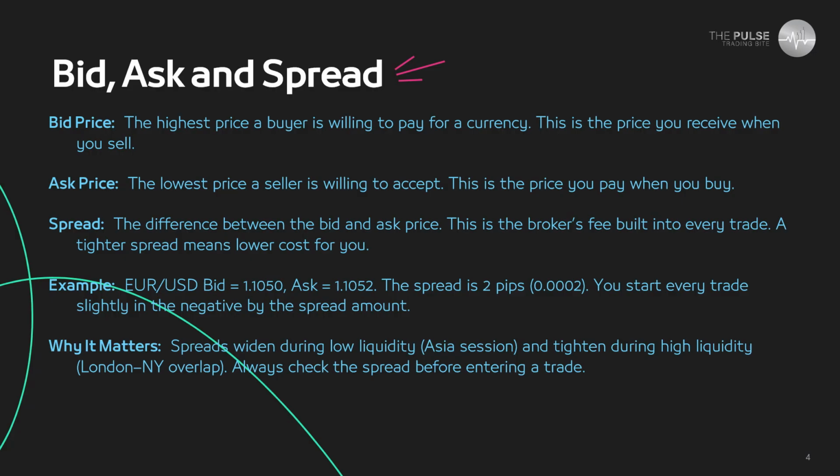A broker makes money with a spread. And what is spread? What is bid? What is ask? Bid is the highest price a buyer is willing to pay for anything. This is the price you receive when you sell. And the ask price is the lowest price a seller is willing to accept. This is the price you pay when you buy.